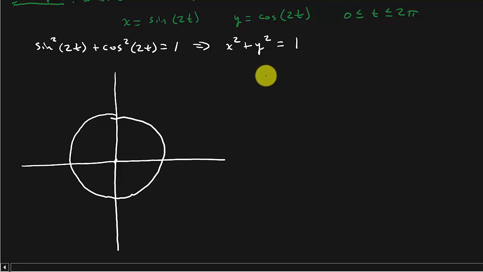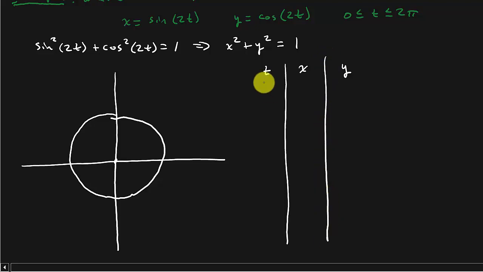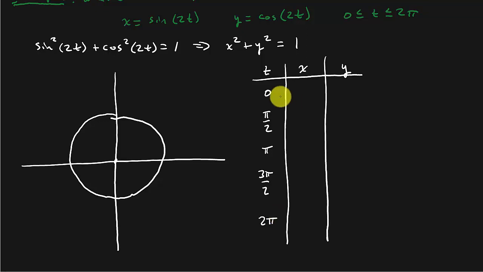let's make a table. So I've got t, I've got x, and I've got y. I'm going to choose t to be 0, pi over 2, pi, 3 pi over 2, and 2 pi. And once again, we're going to plug them in, okay?